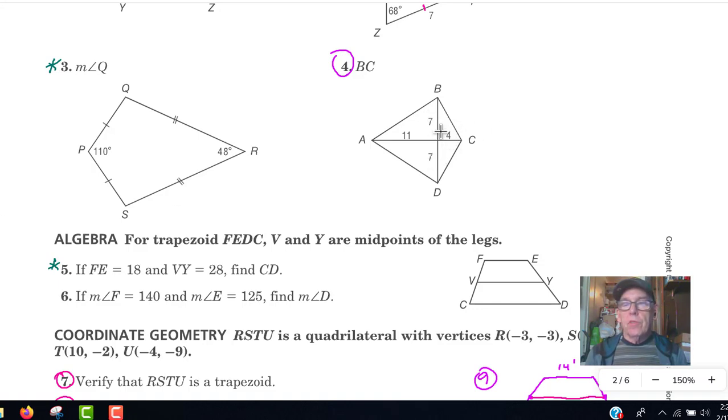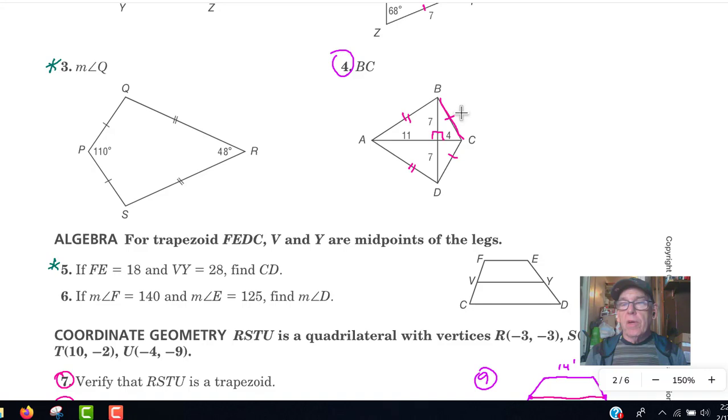Okay, so they want the length of BC. BC is the hypotenuse of this right triangle. We know it's a right triangle because in a kite, which has consecutive pairs of congruent sides, the diagonals are perpendicular to each other, and the longer diagonal, the major diagonal, bisects the minor diagonal.